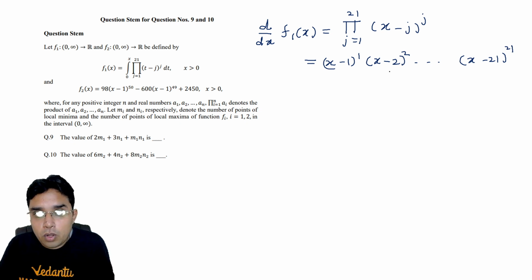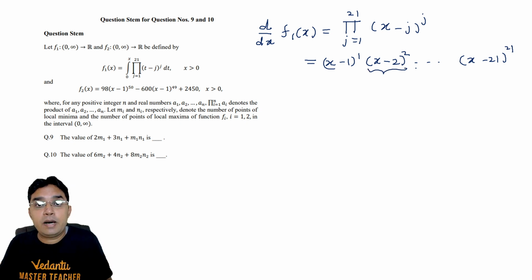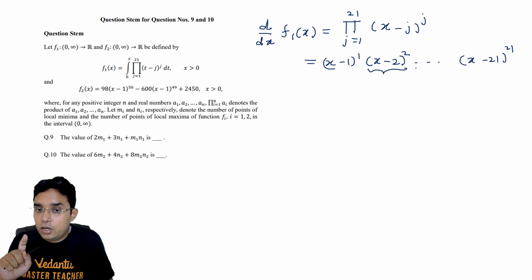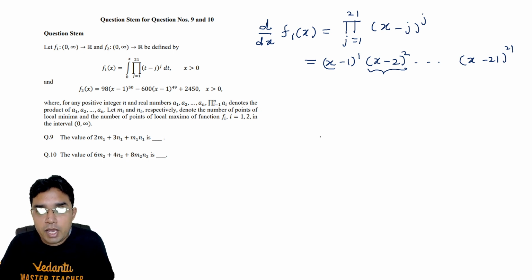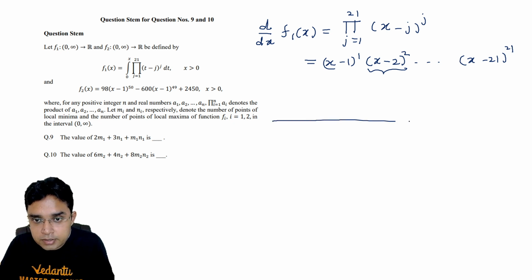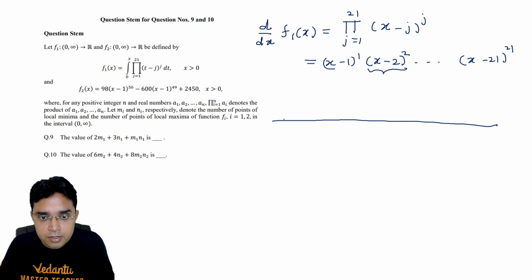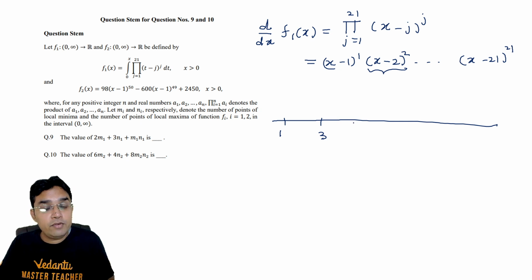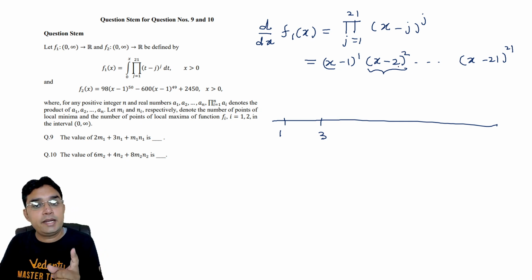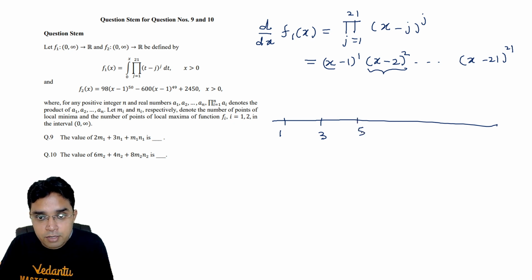Now all these terms which are having even power on it will not be changing the sign of the derivative of f1(x). So I will only consider those points where powers are odd, where the derivative will change the sign. So if I start writing these numbers, they are 1, then 3, 2 I have ignored because it is having even power, so there will be no change of sign at x is equal to 2. So 1, 3, 5 and so on up to 21.